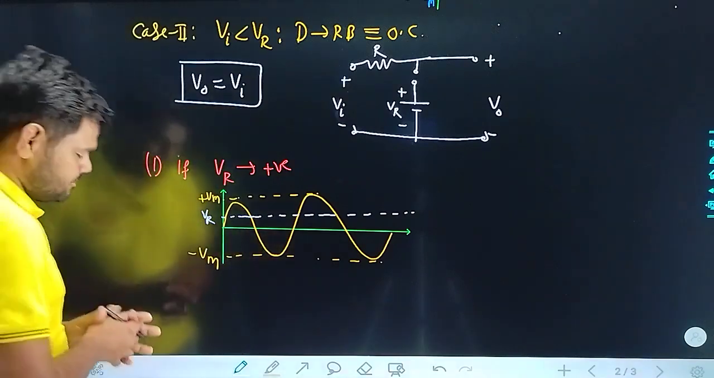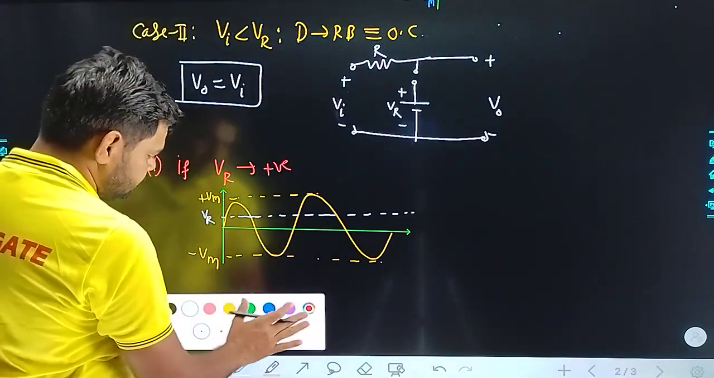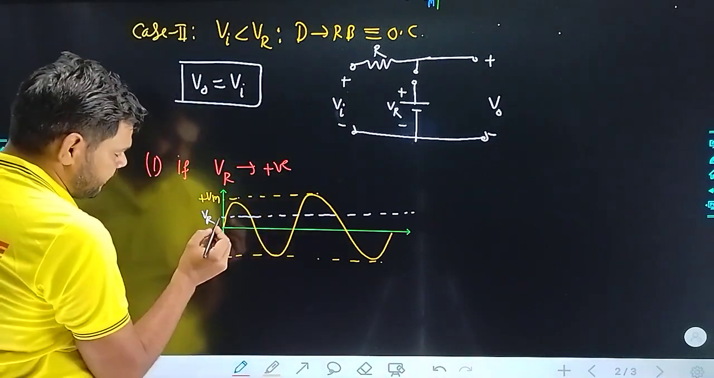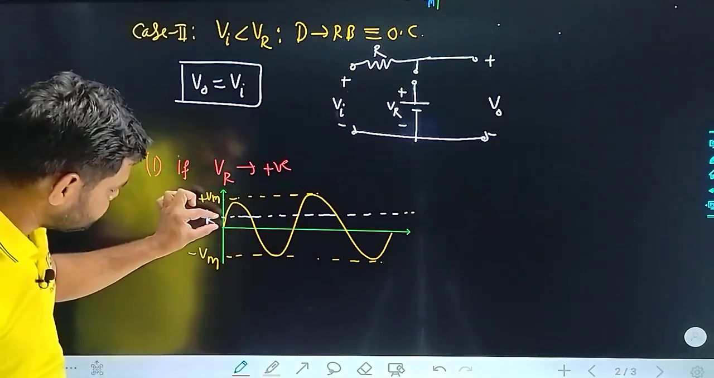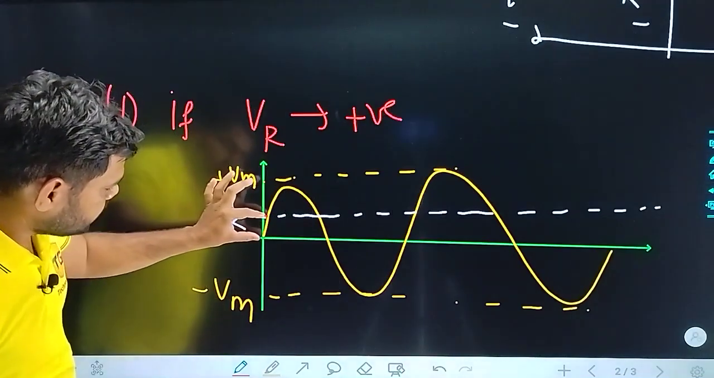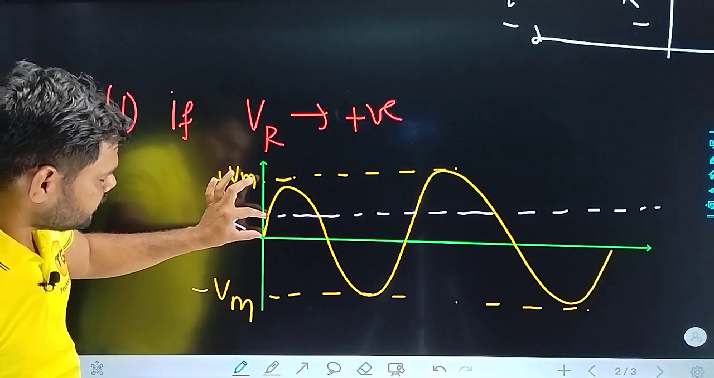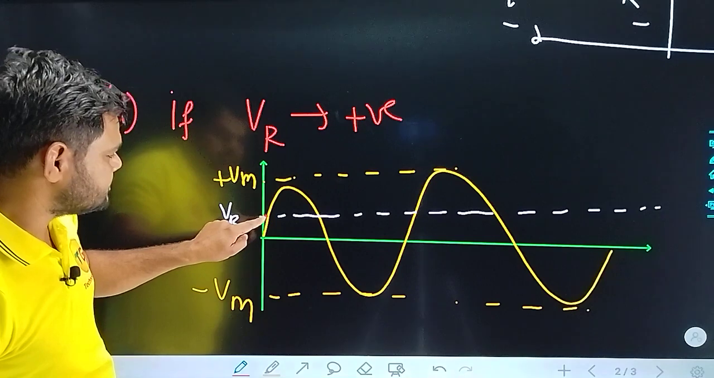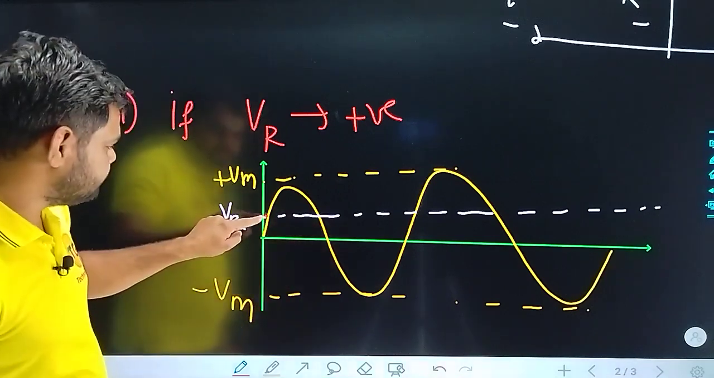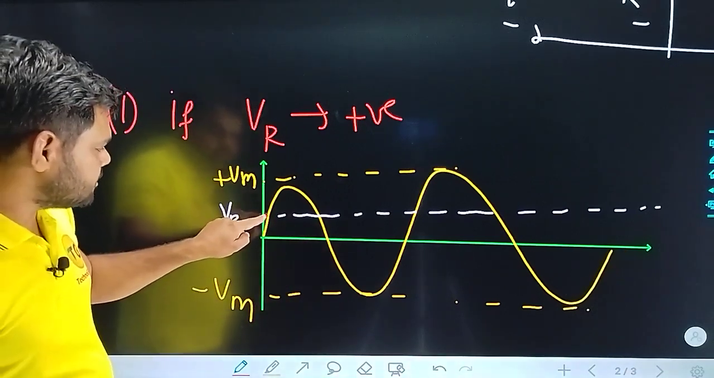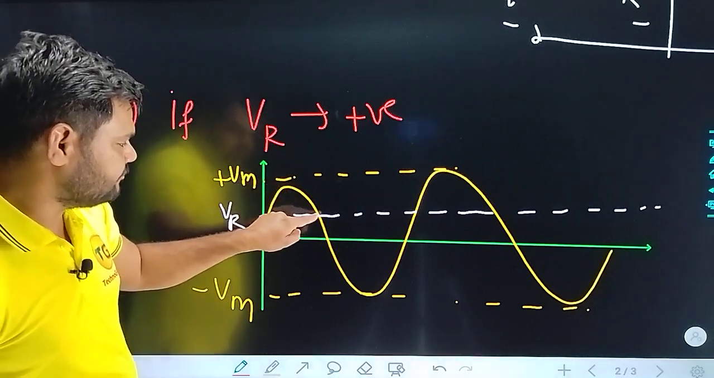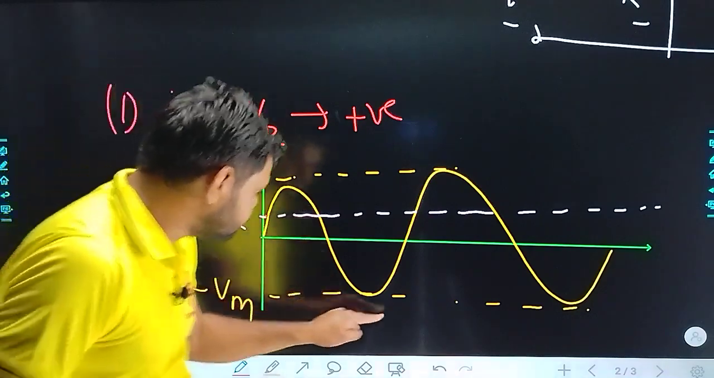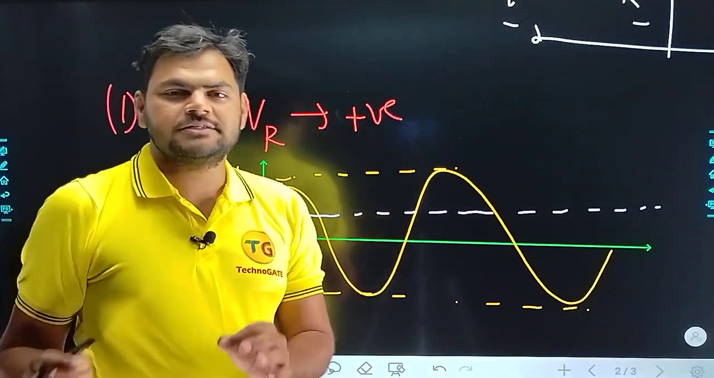So you can clearly observe from here what I am saying. Under the condition, if I consider this smaller section, let me zoom it for you. If I'm considering that section only, I can say V input is rising from 0, but it is less than Vr before that section. And from this part to that part, we are having V input greater than V reference. Am I right? Yes. From this part to that part, we are having V input less than V reference.